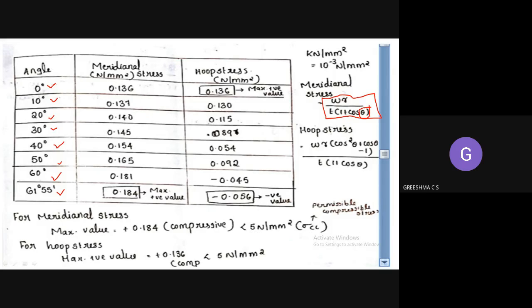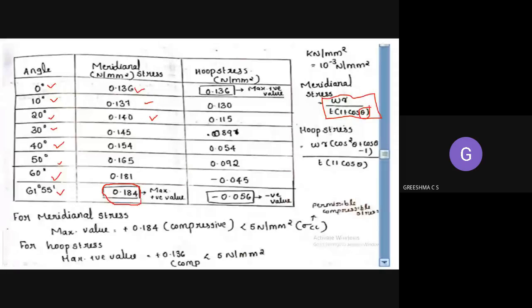Okay, so first of all, if in the equation you substitute theta as 0, you will get 0.136. Now if you give theta as 10 degree you will get 0.137. If you give theta 20 degree you will get 0.140. So correspondingly you can see that the meridional stress is increasing. And if you substitute 61 degree 55 minutes you can see that you are getting the maximum value. Here you have got 0.184.